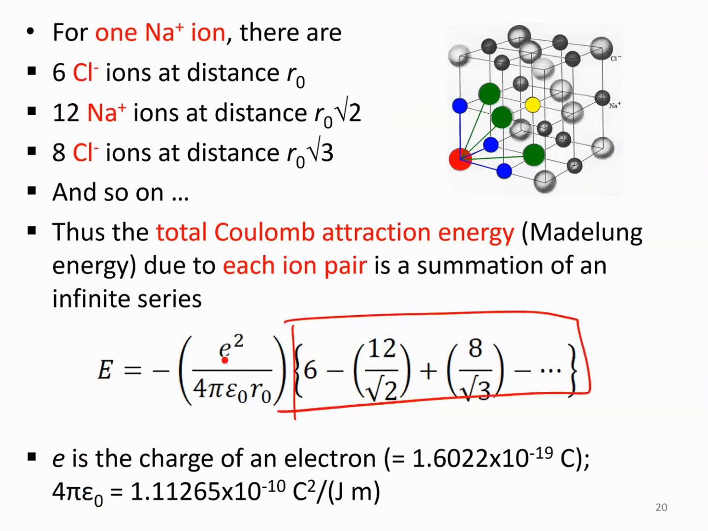Of course this e will be the charge of an electron, which is 1.6 times 10 to the power negative 19. And 4 pi epsilon naught is equal to this value. Or if you don't believe, then you just substitute the epsilon naught there and then times pi times 4, then you get this answer.